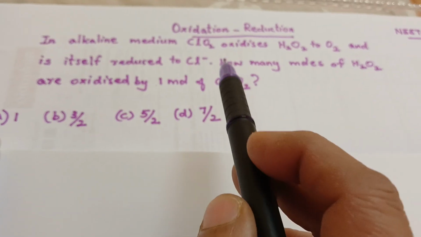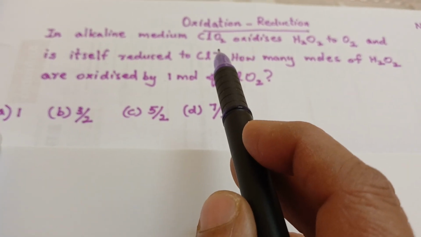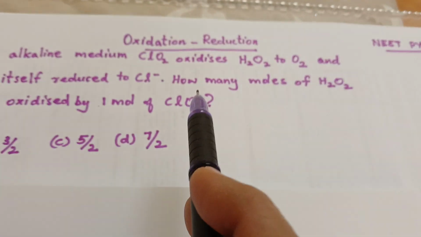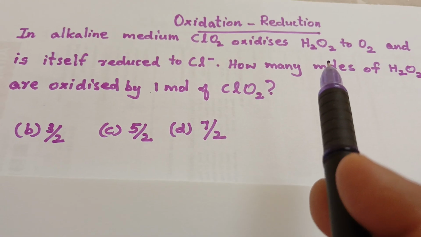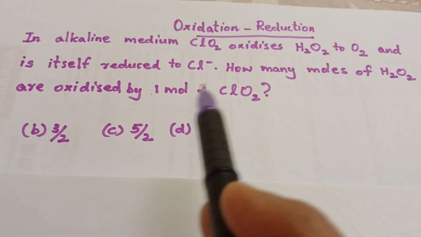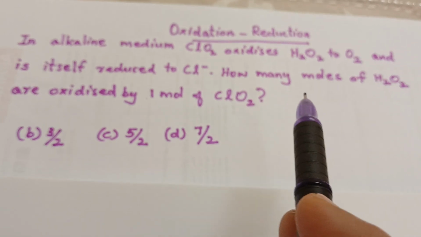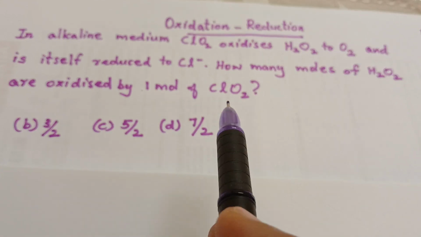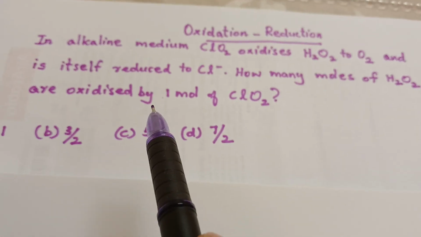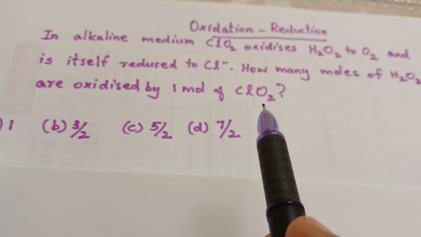In alkaline medium, ClO2, that is chlorine dioxide, oxidizes hydrogen peroxide to oxygen and is itself reduced to chloride. How many moles of H2O2, hydrogen peroxide, are oxidized by 1 mole of ClO2?